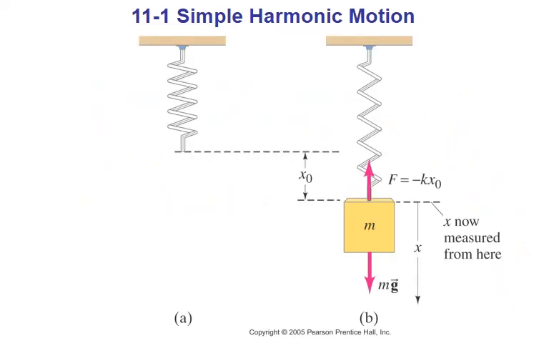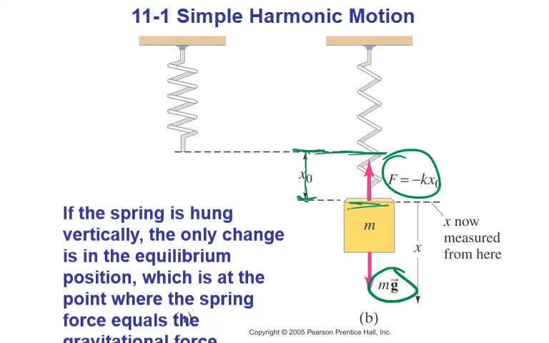So when we look at an object, in this case here, that has a mass on it and it's stretched a certain amount from equilibrium, we have the force of gravity on it, we have the spring force on it, and we can figure out the k value of it and that kind of thing.